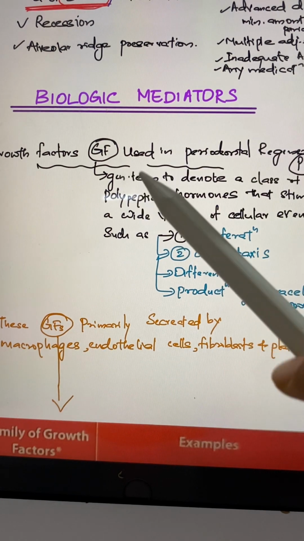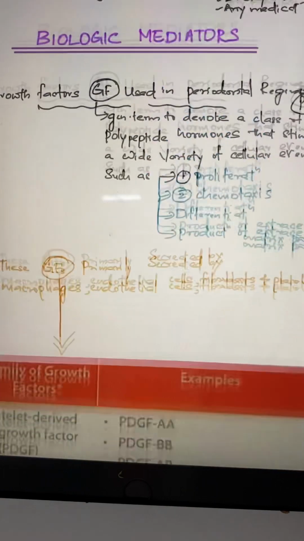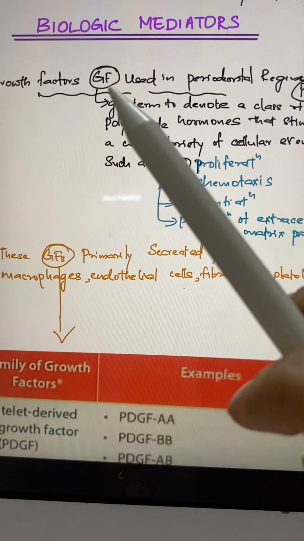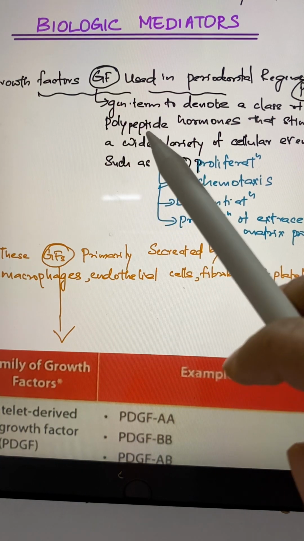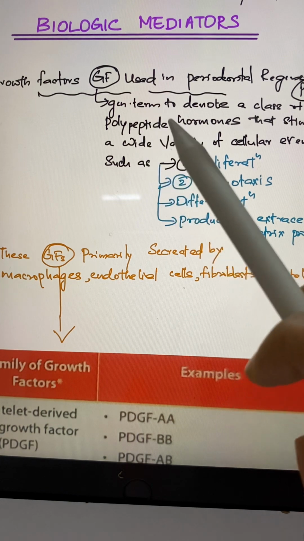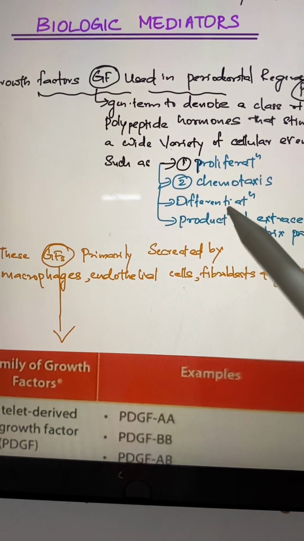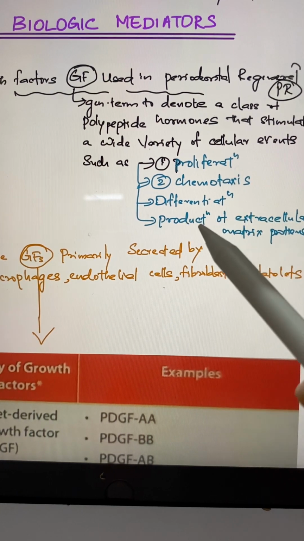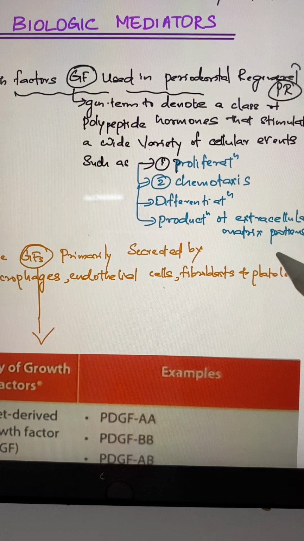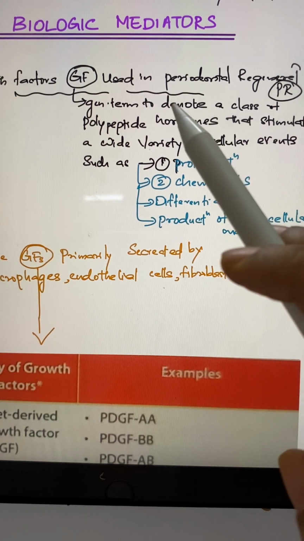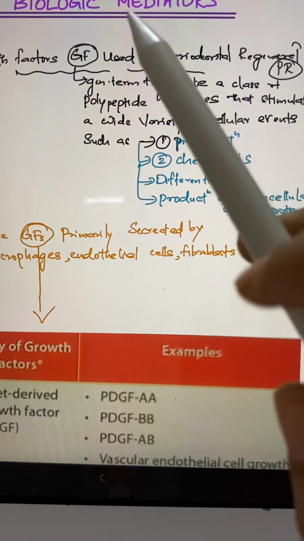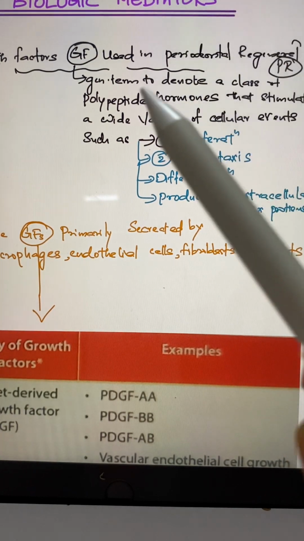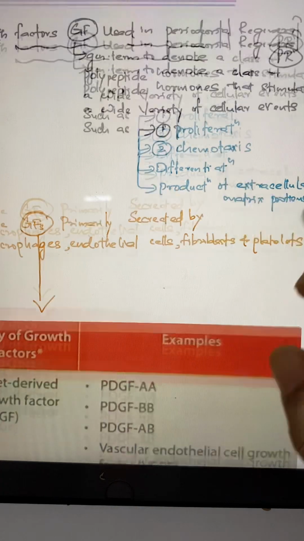Some of the growth factors are used in periodontal regeneration. Growth factor is a general term to denote a class of polypeptide hormones. They stimulate a wide variety of cellular events like proliferation, chemotaxis, differentiation, and production of extracellular matrix proteins. These growth factors are secreted by macrophages, endothelial cells, fibroblasts, platelets, and others.